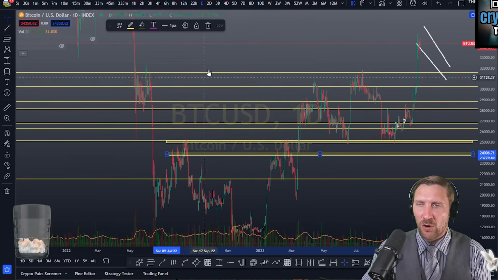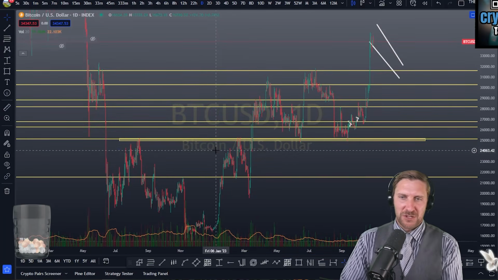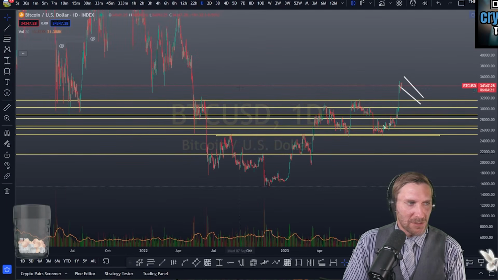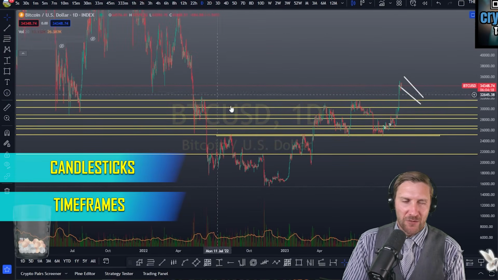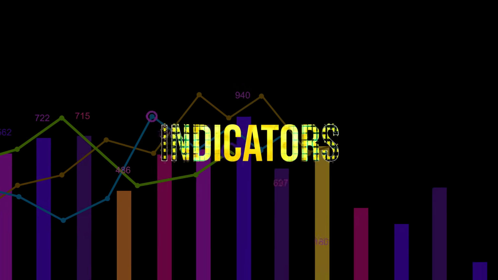Towards the end of this, I'm going to give you a whole comprehensive way to use TradingView. All right. And I'm going to show you all the different tips and tricks that TradingView has for you too that can kind of get you started as well. So that is candlesticks, a little bit on time frames, and support and resistance. Let's talk about the indicators which I use.